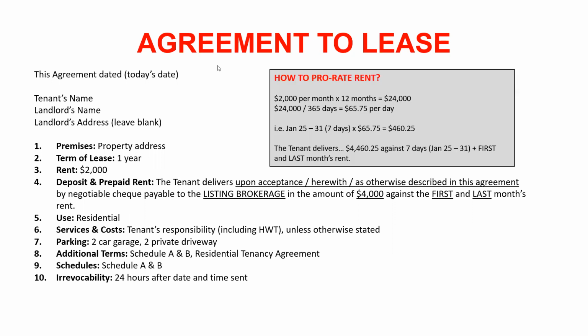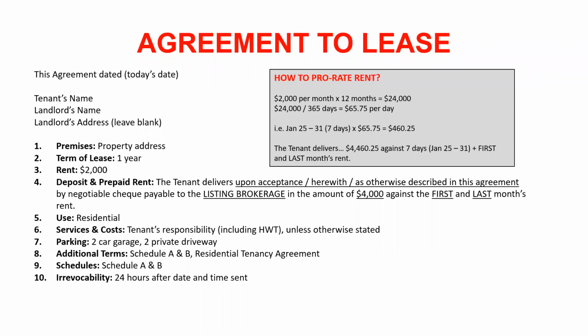So just a quick note about how to prorate rent. Again, using this really simple math, $2,000, you don't just divide that by 30. That's not going to give you an accurate daily rate. So you want to make sure that you're multiplying that by 12 months and then dividing that by 365 days. That's going to give you your accurate daily rate. You're going to multiply that by 7 days, if that's how early they're going to be taking possession, and then just add that to paragraph four.